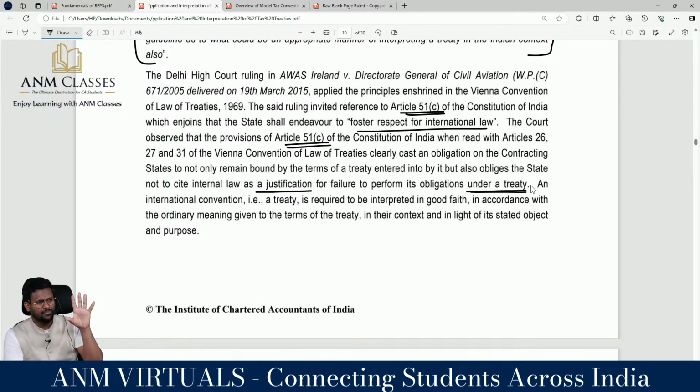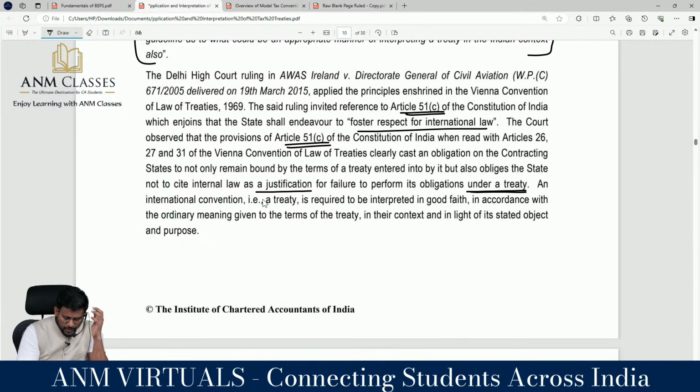This we already studied. Sir, after entering into a treaty, you should not say to me that, sir, my domestic law is saying like this, that is why I have breached the terms of the DTA or the treaty. Correct? This is one of the principles of Vienna. Correct? The same thing we have done.